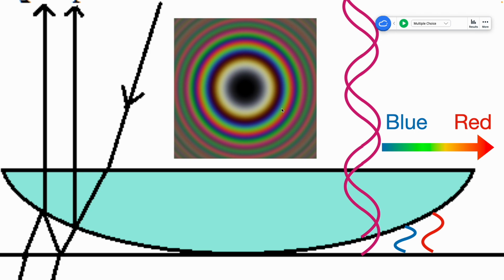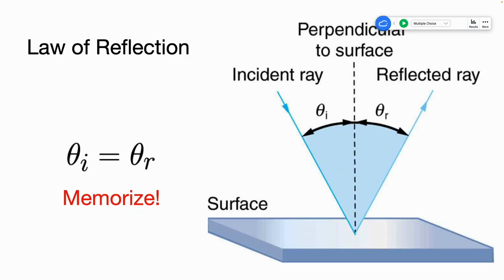Okay, so we are done with interference. Now we are going to enter the part called geometric optics. First we have the law of reflection. When light comes in and goes out, the incident ray makes an angle with this vertical line perpendicular to the surface. The law of reflection tells you that the angle coming in equals the angle coming out. That's pretty simple, right? So you have to memorize it. That is the easiest formula you'll ever see in your physics class.